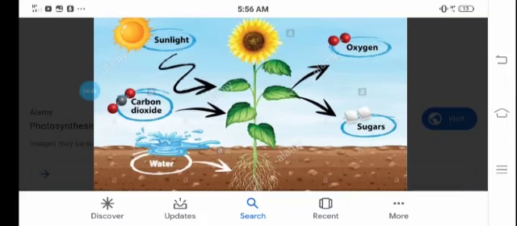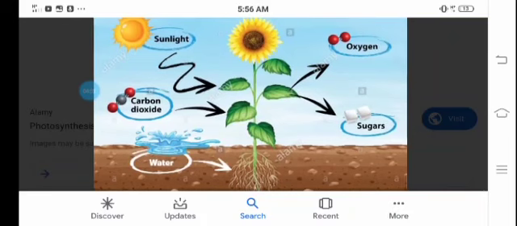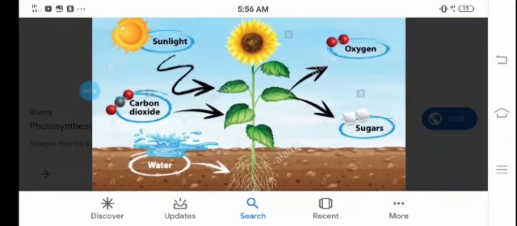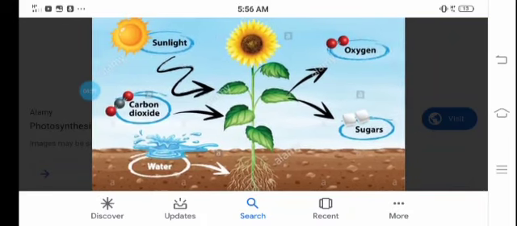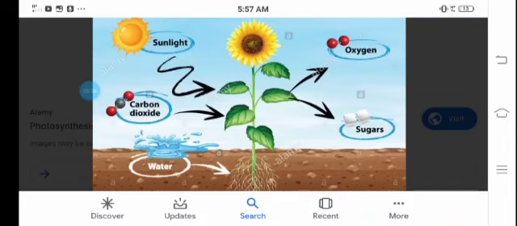Now, it's the duty of the leaf to do the process of photosynthesis. As a result of that, it will produce the food along with oxygen. Now, what will happen to this oxygen? This oxygen will be released out through the pores of the leaf. And the food produced will be moved to different parts of the plant for doing the different activities.